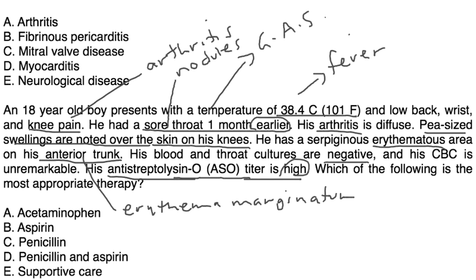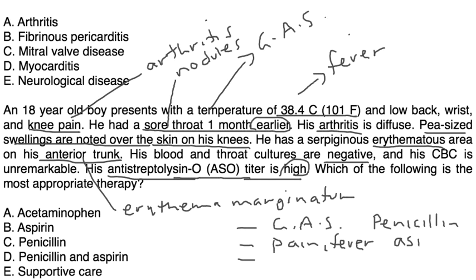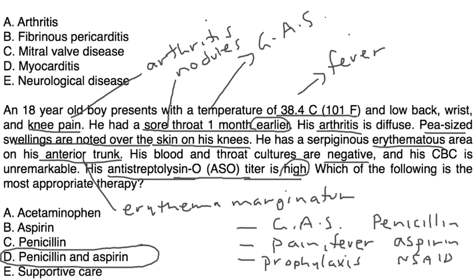So what they're really asking for is the treatment. And if you remember the 3 components of treatment, the first is to treat the infection with group A strep with penicillin. And the third is to treat the pain and the fever with any salicylate like aspirin or any other NSAID. And then finally there's prophylaxis involved, which is also with penicillin. So it looks like D covers those components.